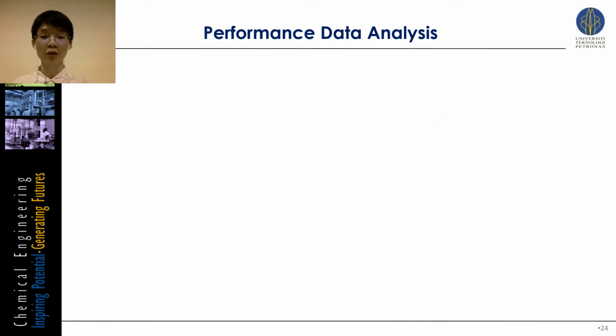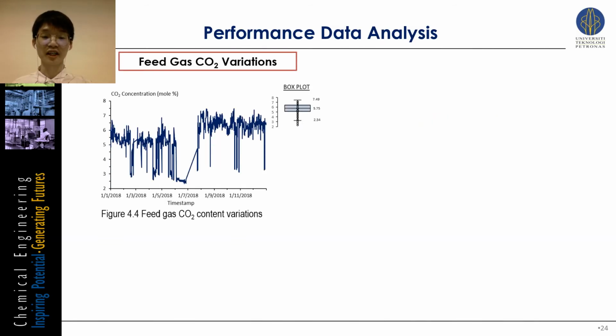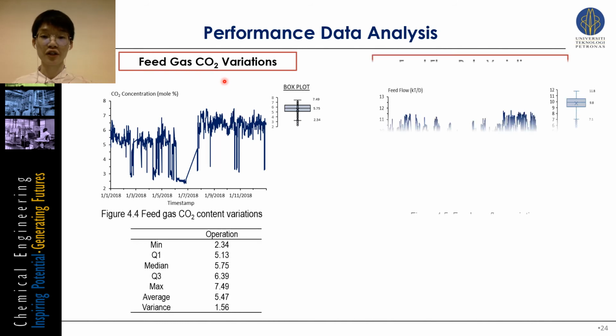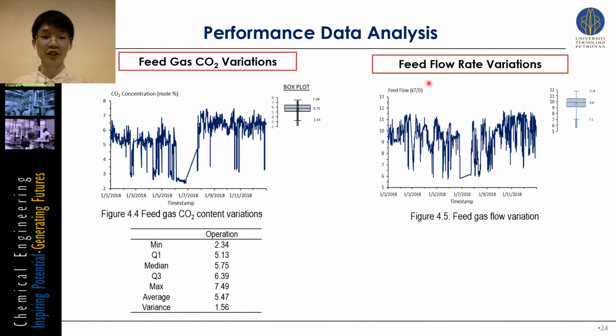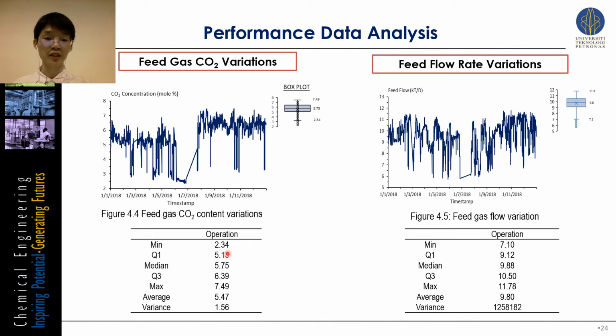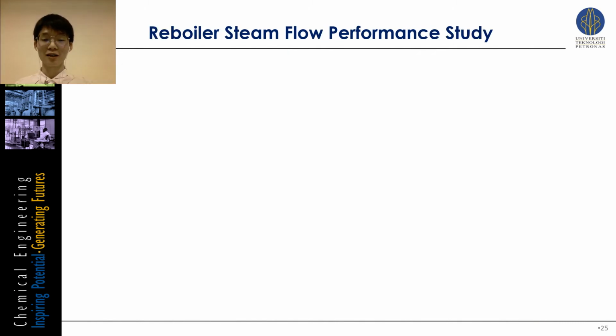Prior to the MLR model, I've done a little bit of data analysis on the feed gas CO2 variations and also the feed flow rate variation. In terms of the CO2 variation, it is basically between 2.34 mole percent and a maximum of 7.49 mole percent, with an average of 5.47 mole percent. In terms of the feed flow rate, the minimum is around 7.1 kiloton per day with a maximum of 11.78 kiloton per day. Now, let us look at the reboiler steam flow performance study.